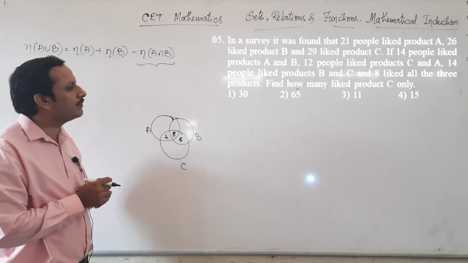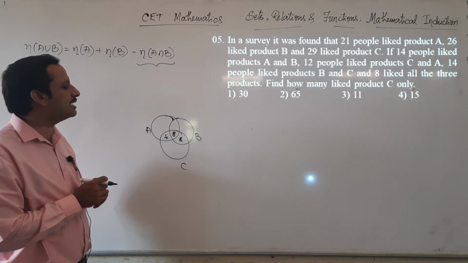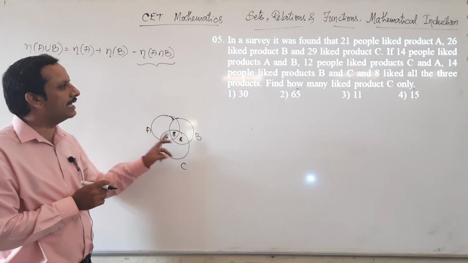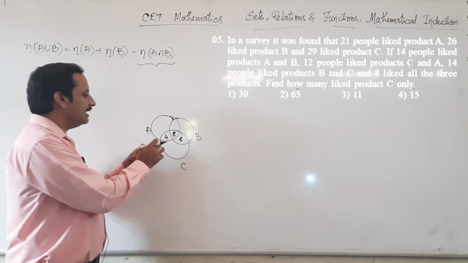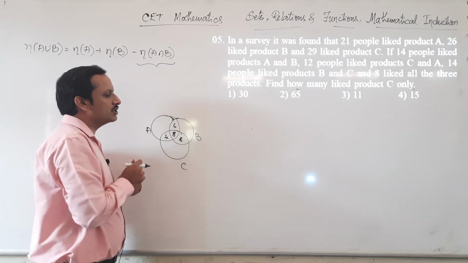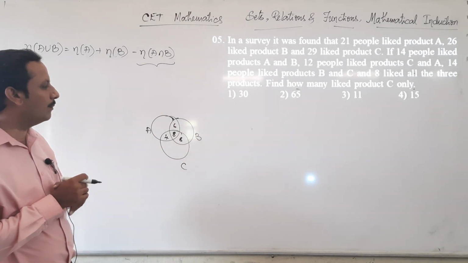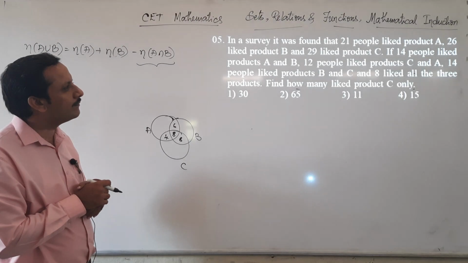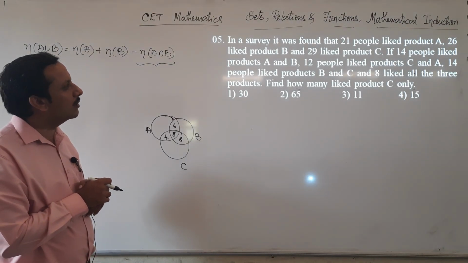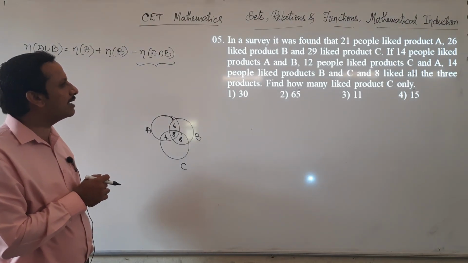And then 14 people liked products A and B. In that, 8 is already here, so I should write 6 now. Okay. So 21 people liked product A.